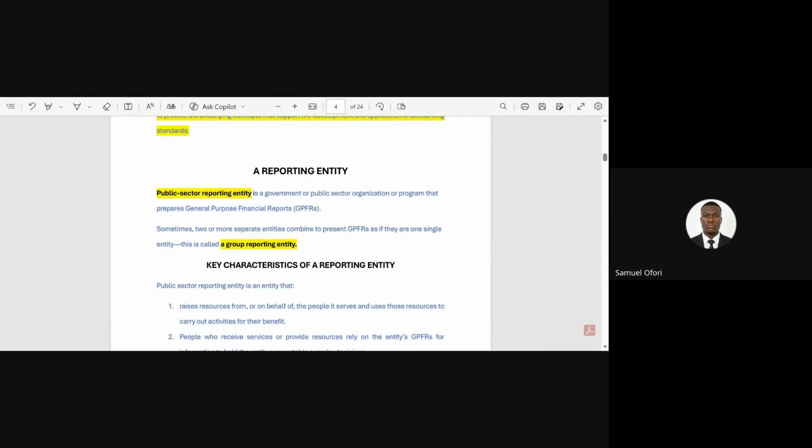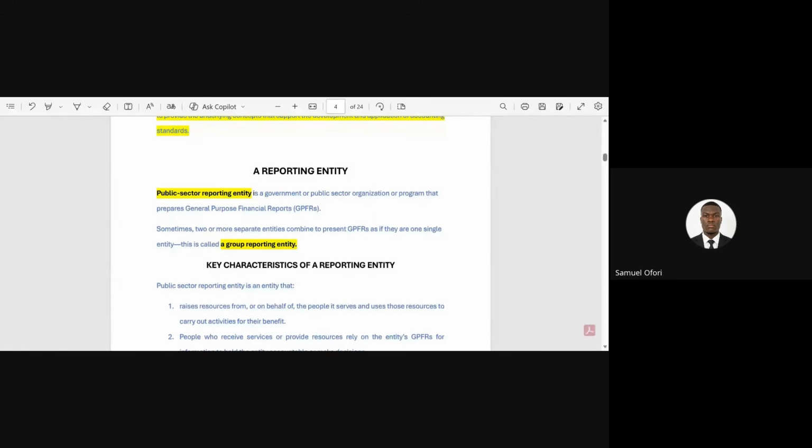Okay. So we have another thing here, the group reporting entity. That's two or more separate entities combined to present a general purpose financial report as if they are one single entity. That's a group reporting entity. If you have heard of consolidation, you can use that as a typical example. Different public sector reporting entities come together to present one single report. It's a group reporting entity.